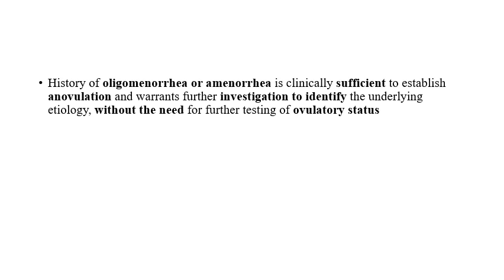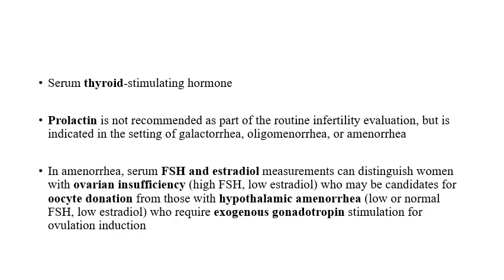As we all know, there are three types of anovulation: WHO type 1, type 2, and type 3. In a patient with oligomenorrhea or amenorrhea, we want to know whether the patient is type 1, type 2, or type 3, as the treatment will depend on this. Coming to the next slide, if the patient has irregular cycles, what tests do we need to do to know the cause of anovulation?